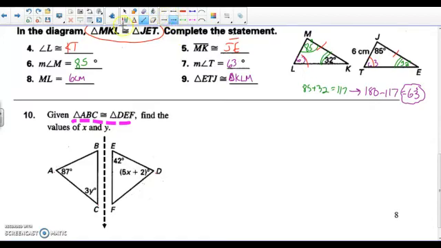All right, so what I want you to do, same thing, a little problem solving exercise. I want you to find the values of X and Y. So go ahead and pause, and then when you unpause, I'll talk you through it.